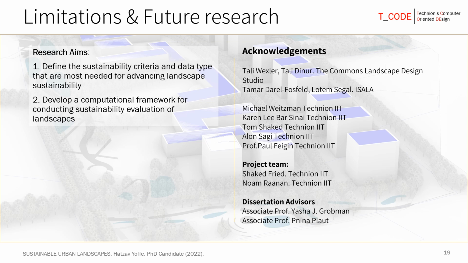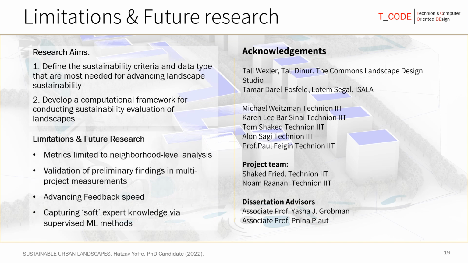So in light of the research aim, this research, firstly, defined criteria that are much needed in the landscape industry for evaluation of sustainability, and it developed a computation framework for conducting this sustainability evaluation early on in the design phase. In terms of future development, this system is currently operating on neighborhood level analysis, and future validation of the preliminary findings is needed.